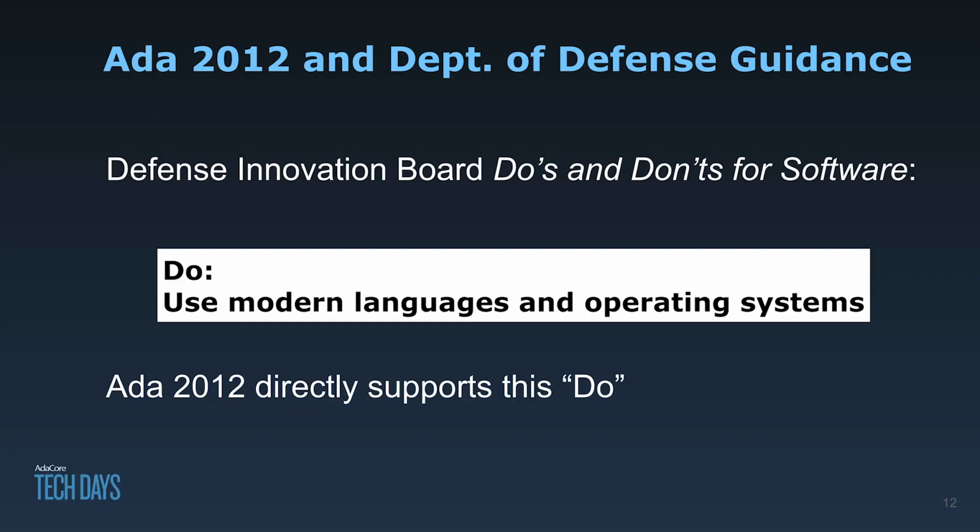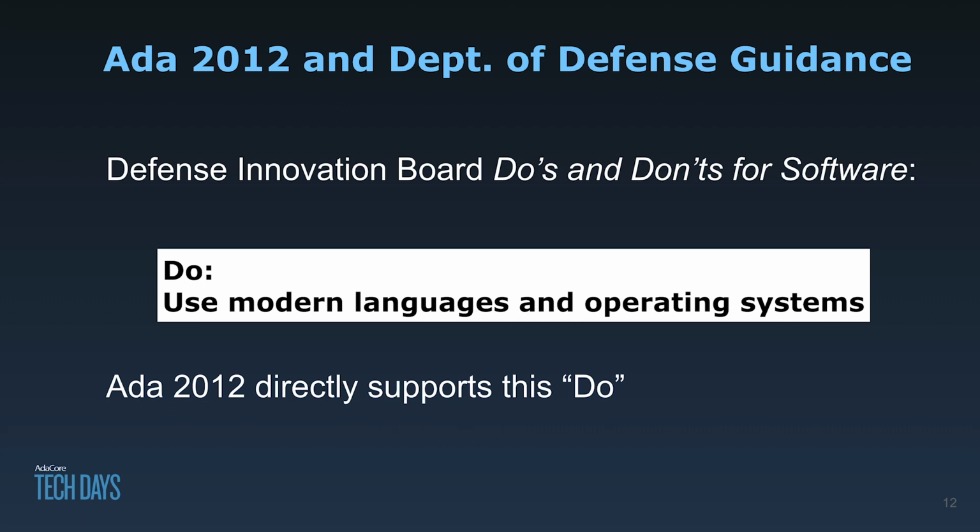And then kind of a bit on this point. There was a recent report from the Defense Innovation Board talking about software development. It really focuses on various aspects of the whole software lifecycle. But one of their do's was interesting. It said, use modern languages and operating systems. Well, what could be more modern than Ada 2012? Well, Ada 2020, but that's not quite here yet. So certainly Ada 2012 directly supports this do.